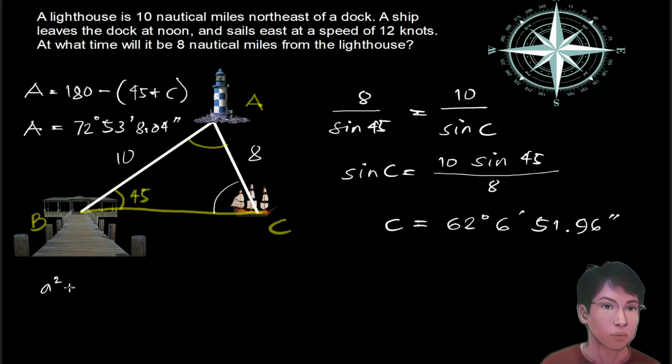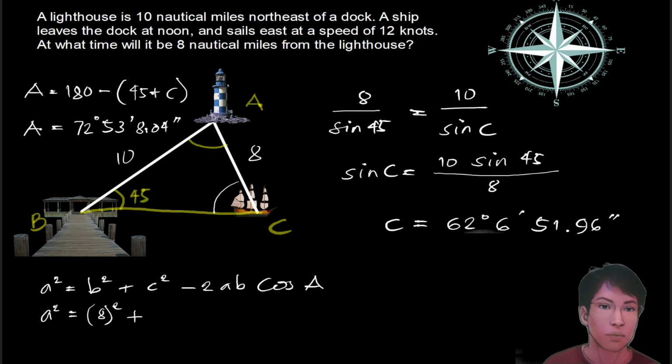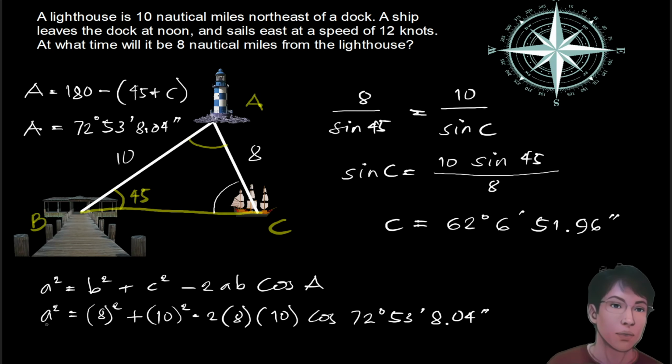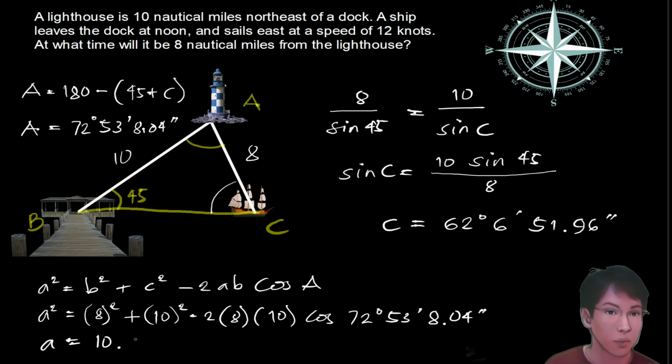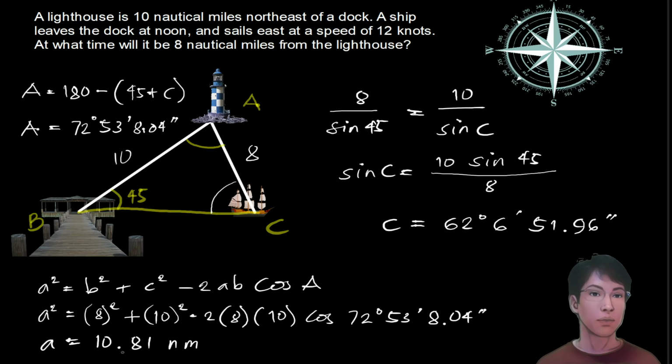So A squared is equivalent to B squared plus C squared minus 2BC cosine A. A is unknown, B is 8, C is 10, 2 times 8 times 10 cosine 72 degrees, 53 minutes, 8.04 seconds. So A is 10.81 nautical miles.